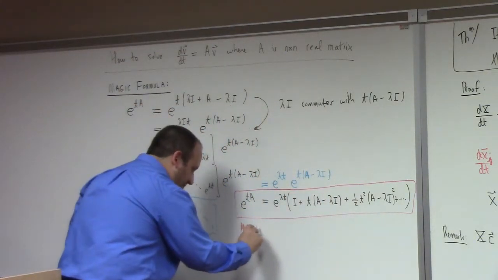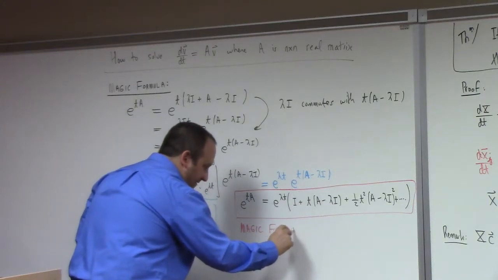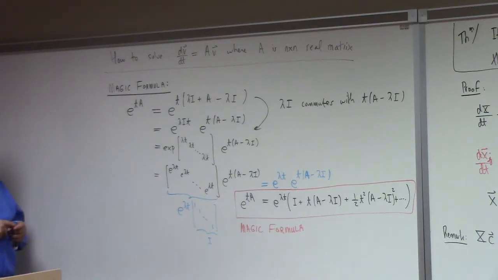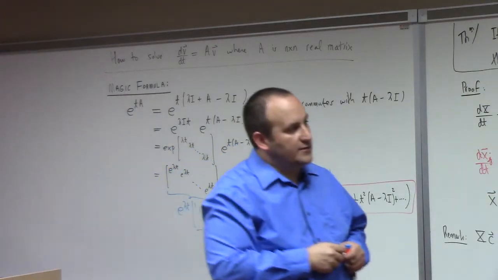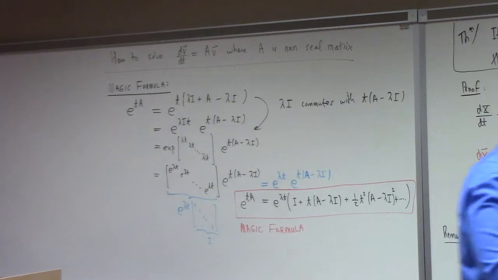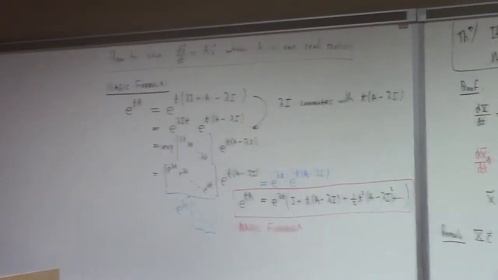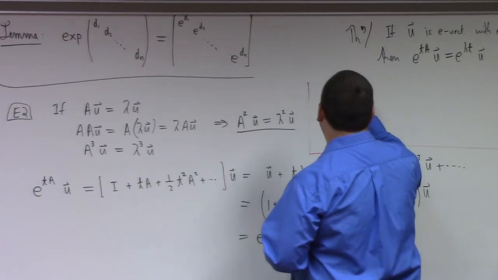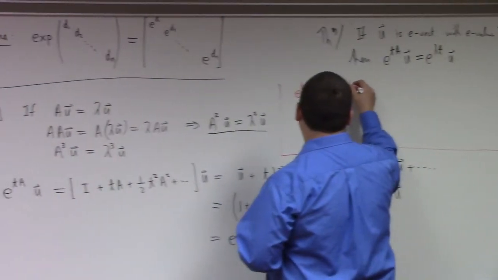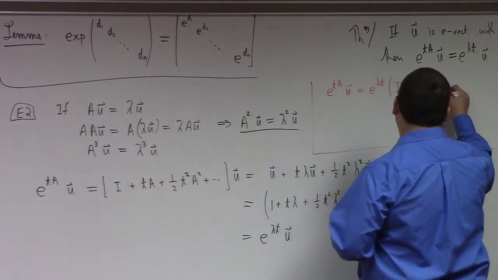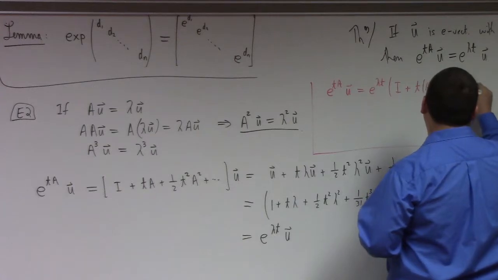The reason I call it the magic formula is because it's where the magic happens. With the magic formula in hand, we can understand example 2 in a new light. Here's what example 2 looks like with the magic formula. We take e to the tA times u. That's equal to e to the lambda t times I plus t times (A minus lambda I) plus dot, dot, dot, times u.